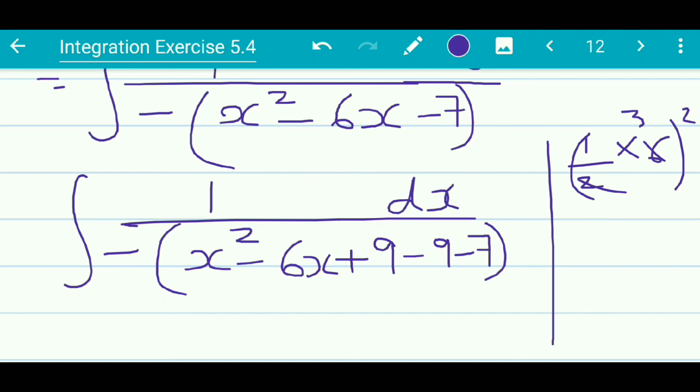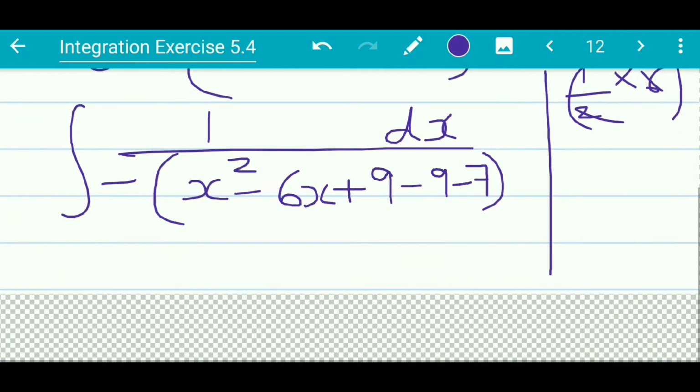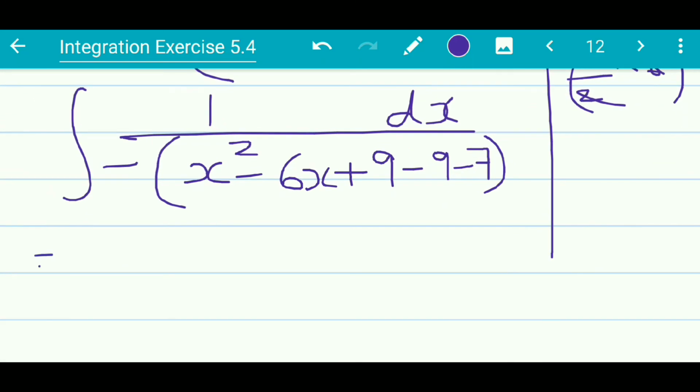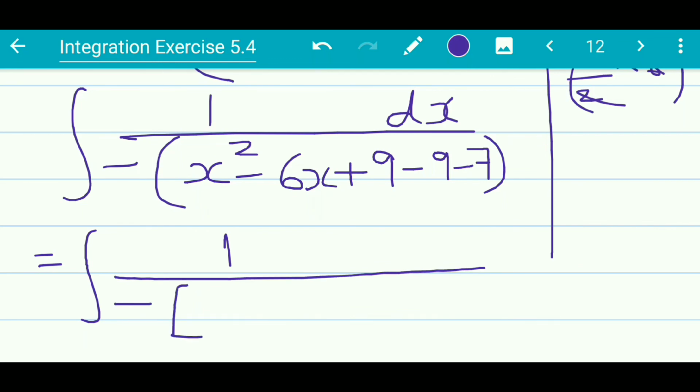So far I hope it is good enough for you to understand. Again, we are not going to open the bracket just yet. The minus sign remains outside. The first three terms, as usual, we are going to factorize and write as x minus 3 the whole square. By now you know how it comes. Now minus 9 minus 7 is minus 16. So we write it over here like this.